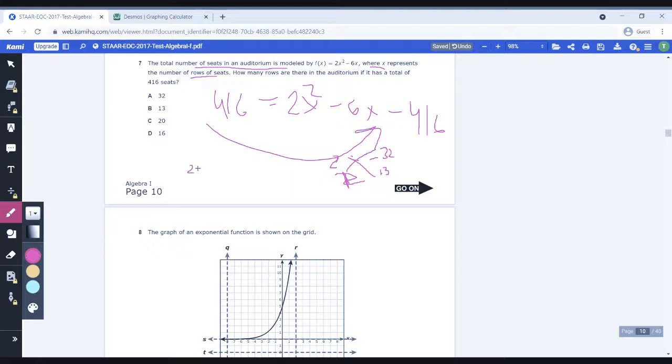So our answer is 2x minus 16 and x plus 13. Negative 13 would be one of our answers, and, oh wait, this is negative 32. 16 would be one of our answers. Yeah, I messed up there. So we know our answers would not be negative because you can't have negative rows. So we're only left with 16. So our answer is 16.